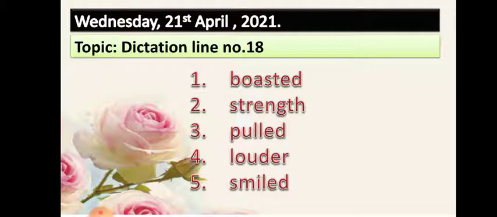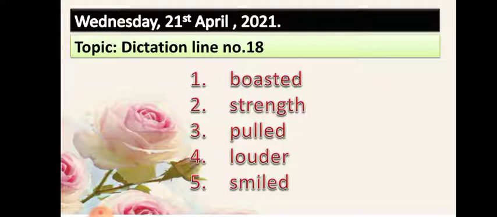And now get ready for today's dictation, line number 18. Firstly, revise with me. Maintain your page the same as this: Wednesday, 21st April 2021. Topic is dictation, line number 18. Number 1, the word is boasted. Number 2, strength. Number 3, pulled. Number 4, louder. And number 5, smiled. I hope you have learned these dictation words by heart. Take out your notebooks and do the test without cheating, and do your work honestly. It is our today's class assignment.